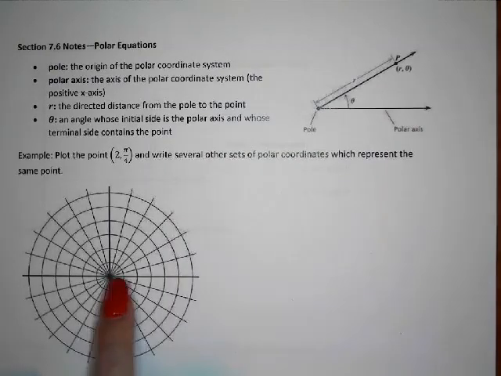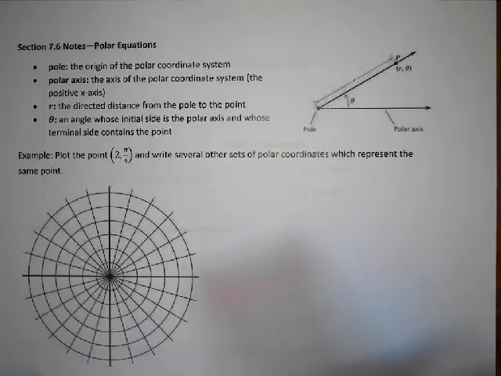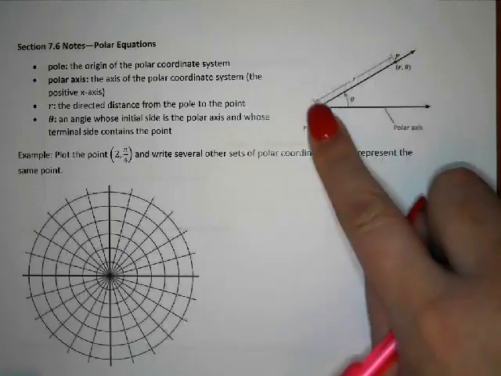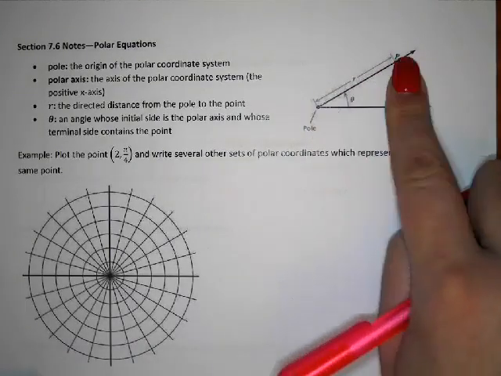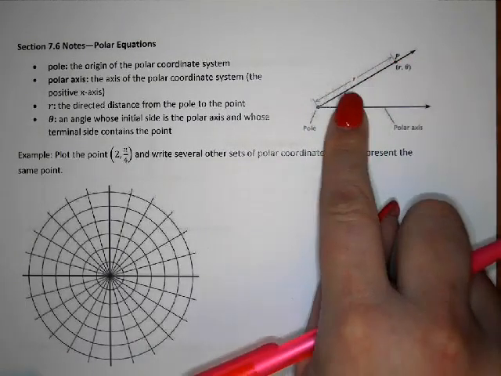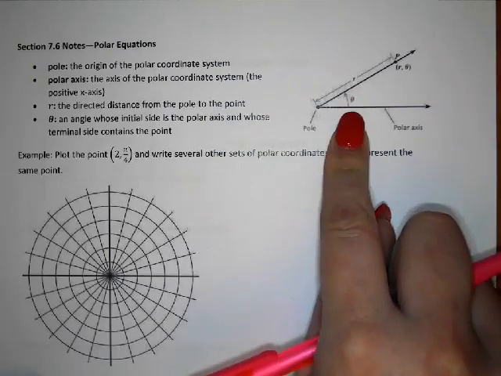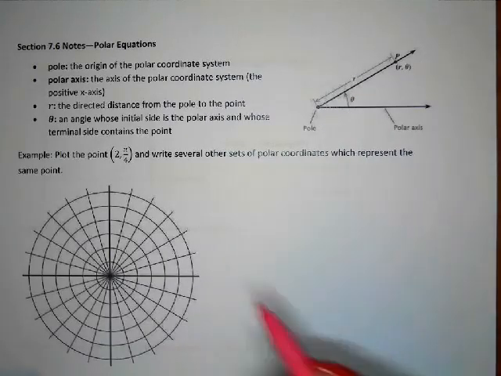There's the polar axis or the positive x-axis. Here's the radius, that's how far the point is from the pole. And then theta is just the angle that the point makes with the polar axis.